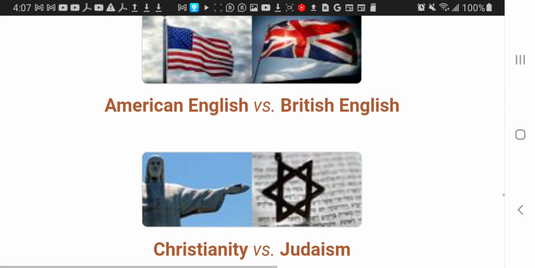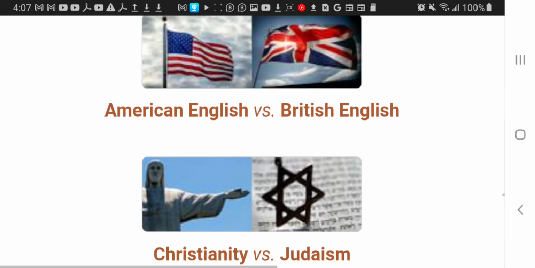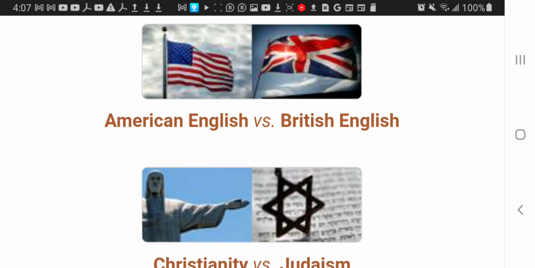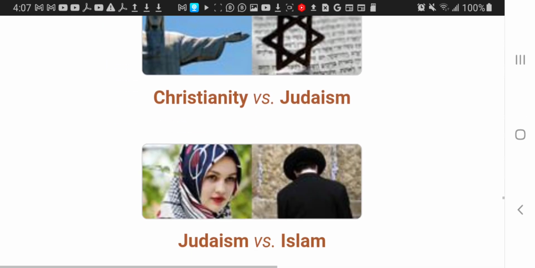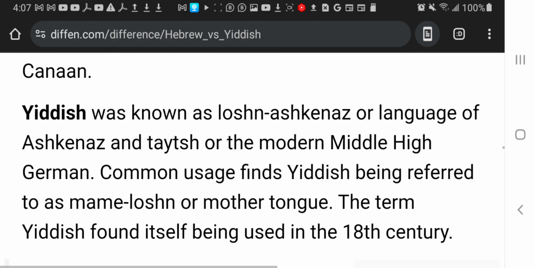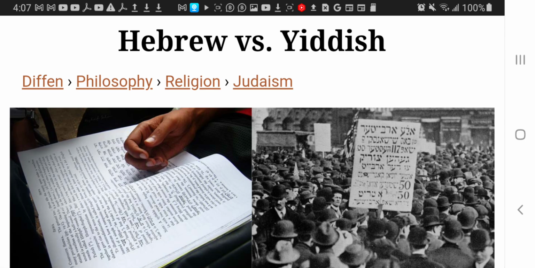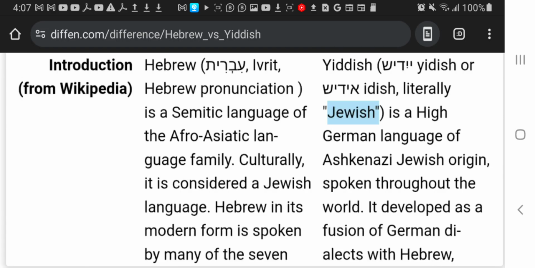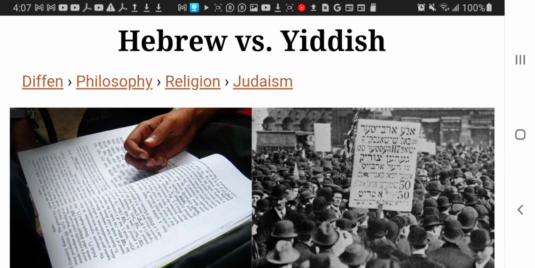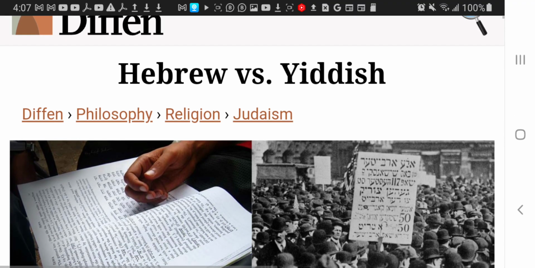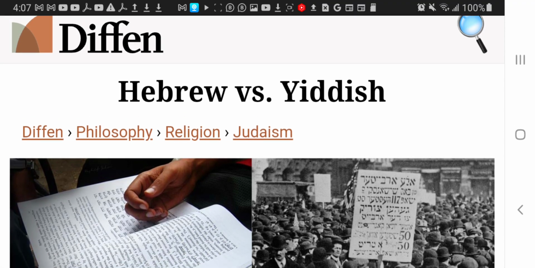Now notice this right here. It's like American English and British English. Is it not both English? This is the point that needs to be understood. Okay, so anyway, this is a very interesting page. Let me show you the top of this one again. This is the page. Let's go back to this picture right here. The difference between Hebrew versus Yiddish. What's the difference?